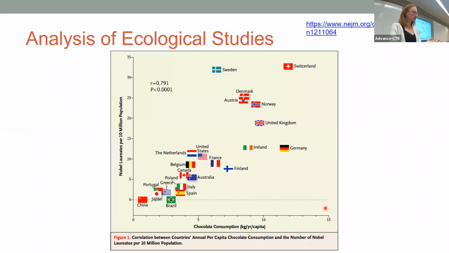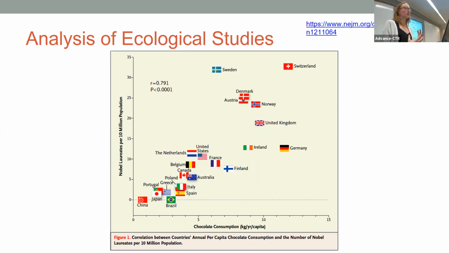So this first one that I wanted to show you is a common ecological study that is presented. On the x-axis, we have chocolate consumption. And on the y-axis, we have the number of Nobel laureates per 10 million population. And so we see this sort of positive increasing trend. Switzerland consumes the most chocolate, and it also happens to have the most Nobel laureates per capita. China consumes the least and also seems to have the least Nobel laureates.